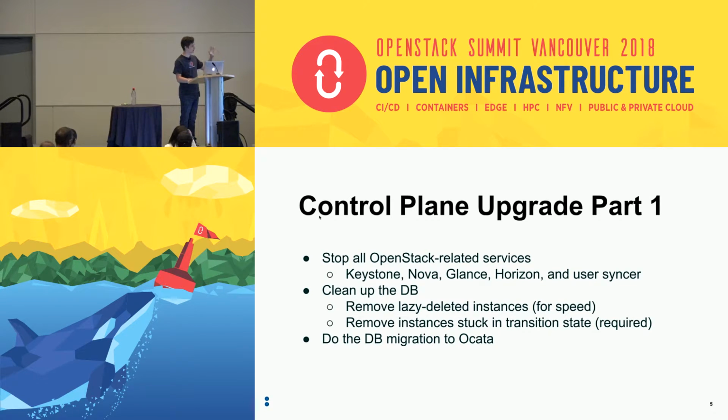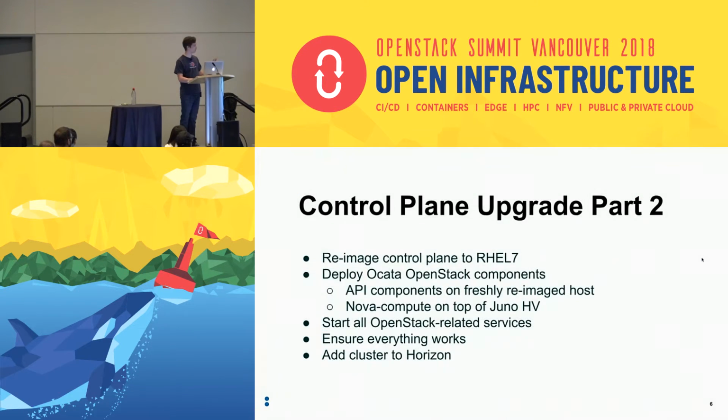All right, you have an Ocata DB. Now it's time to deploy Ocata. This really has nothing to do with upgrades, by the way. So we're re-imaging to rel 7, our control plane, wiping it out. It's just a fresh host. And then you're deploying Ocata.